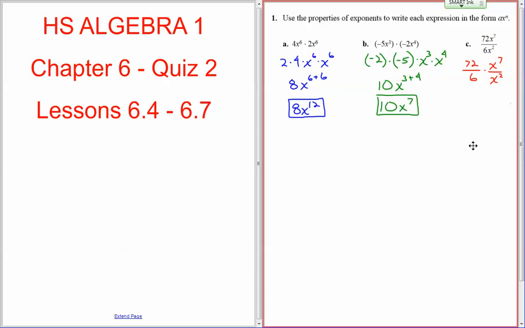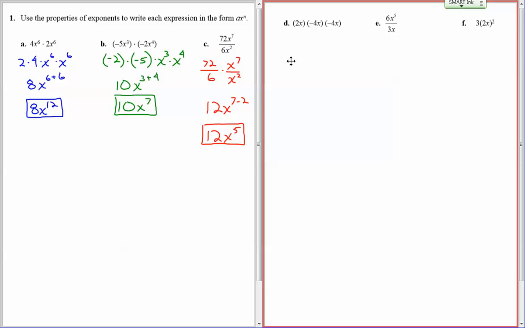Similarly, here on C, I can divide the 72 by the 6 and also divide the x to the seventh by the x squared. Now, when you're dividing numbers at the same base, you subtract their exponents, so I'm going to do 7 minus 2 is 5, so 12x to the fifth. If I'm going too fast, remember, you can rewind, you can pause, write down anything you want to write down.